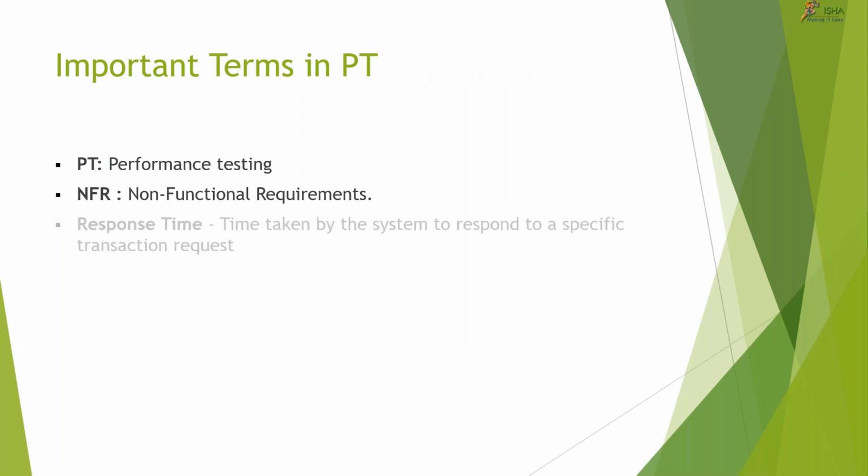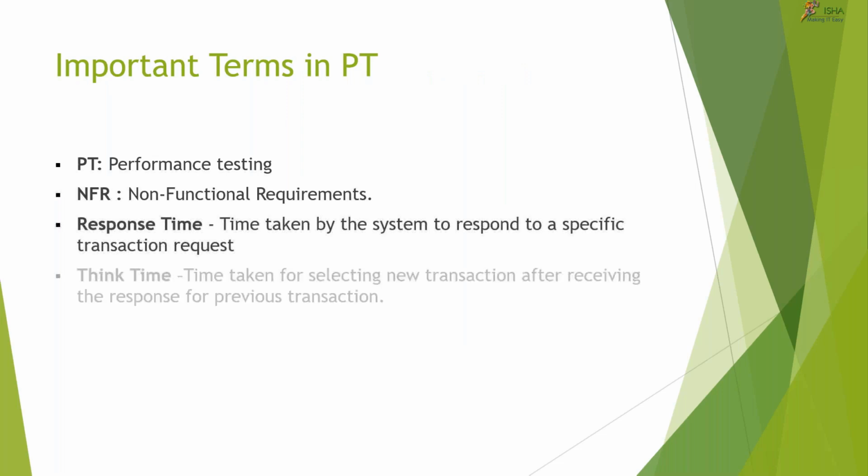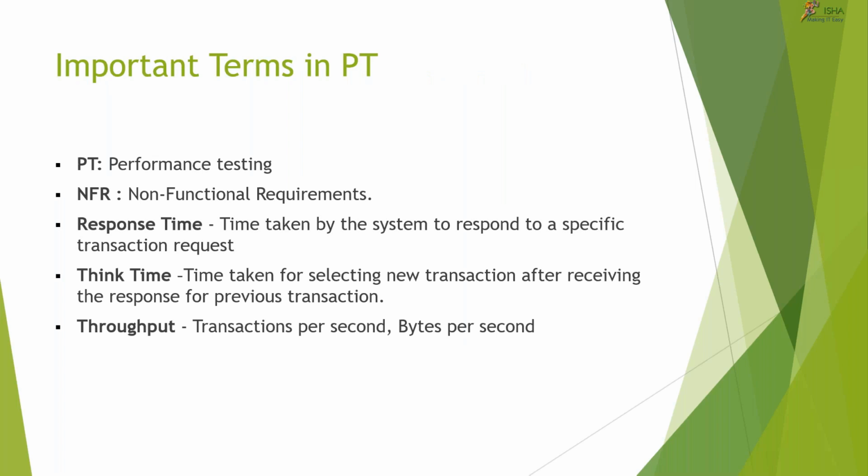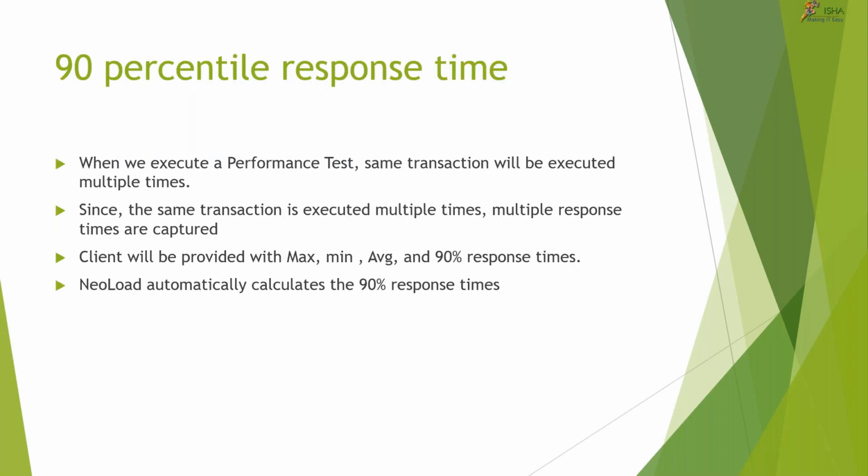These are the most important terms, and I'll quickly go through them: performance testing, non-functional requirements, response time. Response time is just the time taken for the system to respond back, right? Think time is the human thinking time, or the time taken between two different transactions. Pacing is the time taken between different iterations. Throughput is just transactions per second or bytes per second. Total throughput is the total bytes sent and received by the server.